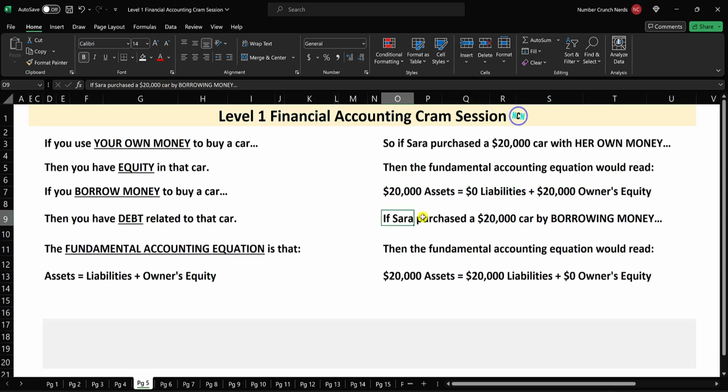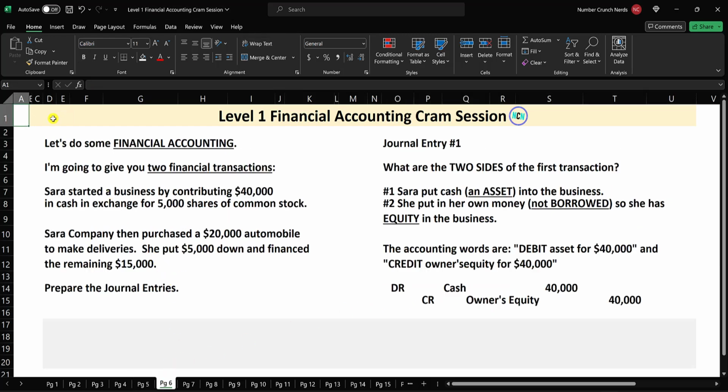If Sarah purchased a $20,000 car by borrowing money, then the fundamental accounting equation would read $20,000 assets, that's the value of the car, equals $20,000 liabilities, that's the amount of money that she borrowed, plus 0 owner's equity because she doesn't have any equity in the car because she didn't use any of her own money to purchase it. She borrowed the full amount.